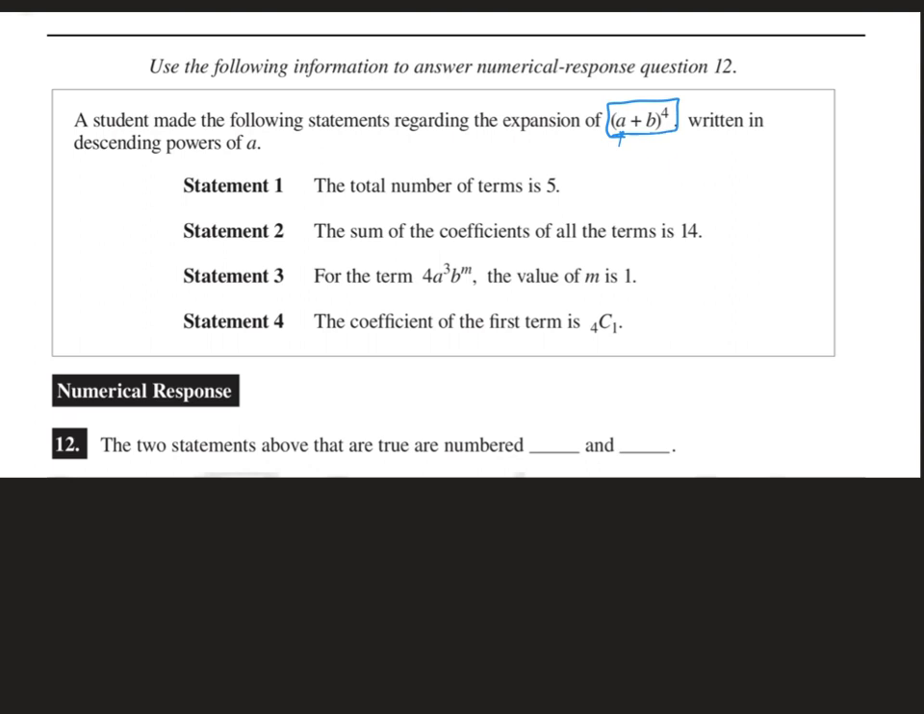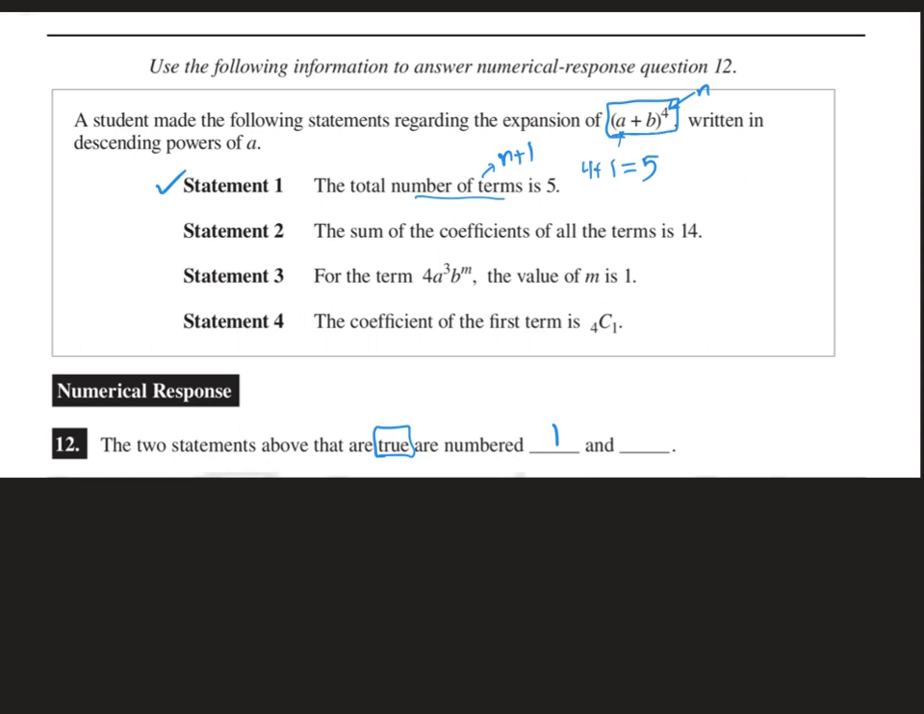Okay, and so we have 4 statements. Let's go down to the bottom. The 2 statements that are true, numbered above. Okay, so the total number of terms is 5. The number of terms is basically the exponent, which is our n, plus 1. So our number of terms would be 4 plus 1, which equals 5. So the first statement is correct. So we know 1 can go there.